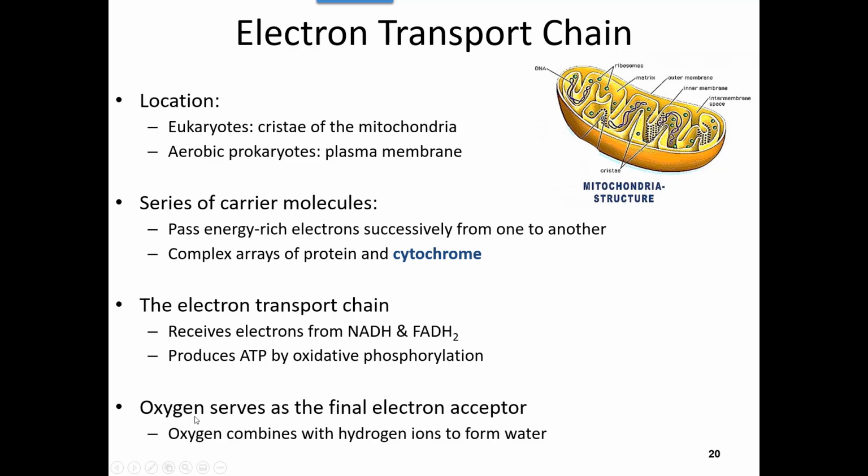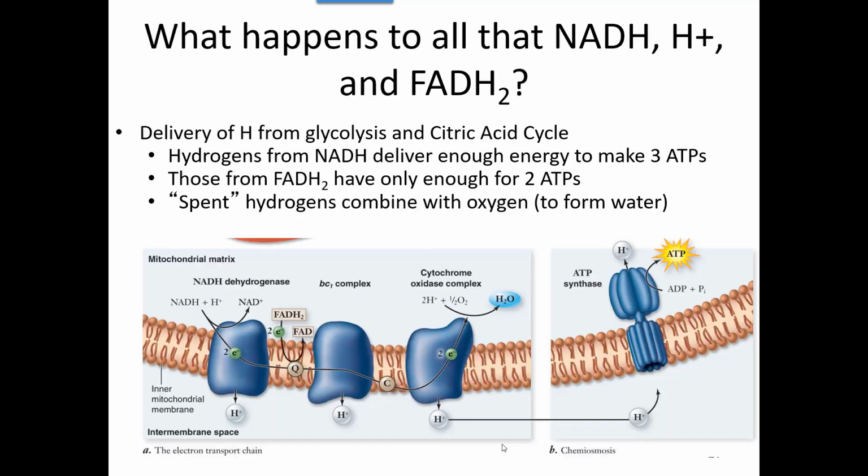So what happens to all that NADH? What happens to the hydrogens that are attached, and what happens to the FADH2s? So we do have, again, here's our membrane. This is that inner membrane on the mitochondria. And we have our NADHs or our FADH2s that are bringing their energy, their electrons and their hydrogen with them, and ultimately they're going to make ATP. But I'm going to break down a little bit on how that happens on my next slide.